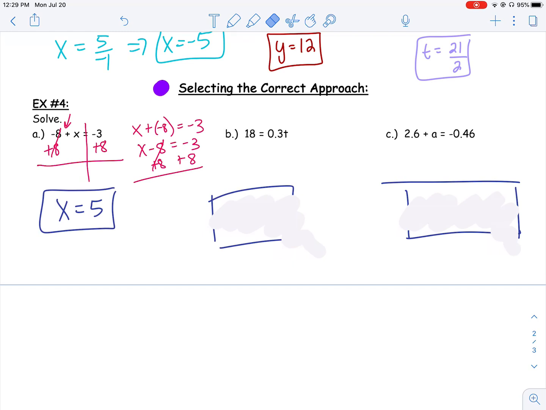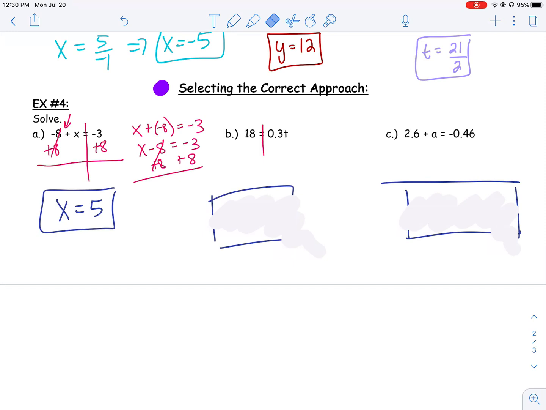All right, what about b? My equal sign on b is here, and my variable is over here. It's a t this time. I have 18 equals 0.3t. You notice on this one that the 0.3 is right next to the t. What operation does that mean when it's right next to the variable? Yeah, it means multiply, right?